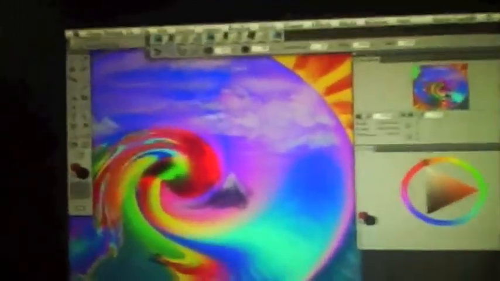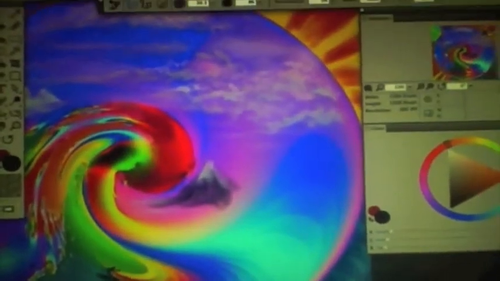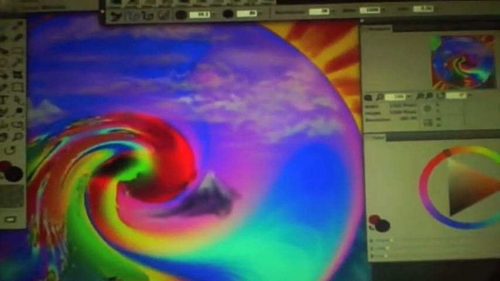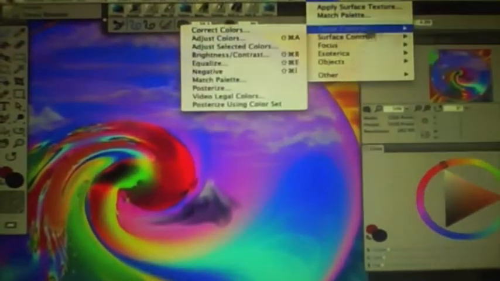I'm in Painter 12 right now. This is one of my pieces that I've reworked several times. I think most of you are familiar with it, and I'm just going to warp it because that's what I feel like doing.